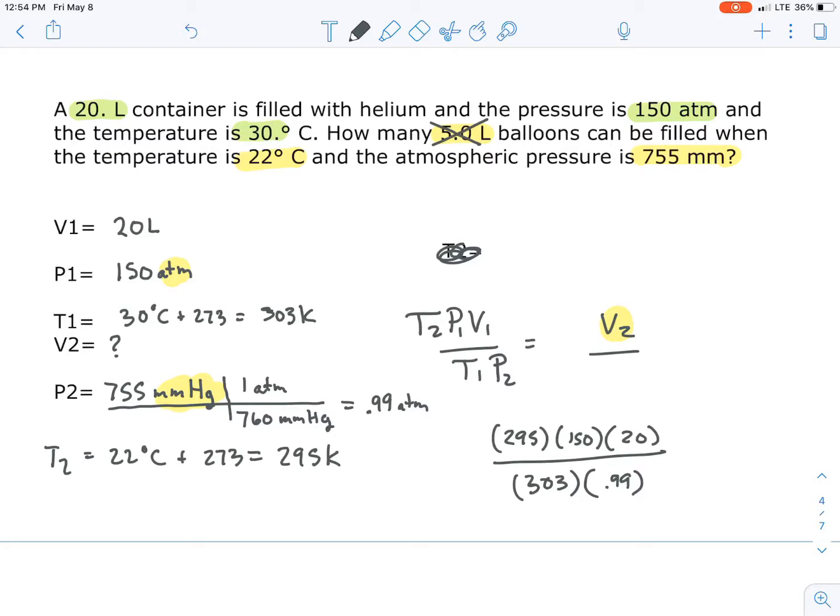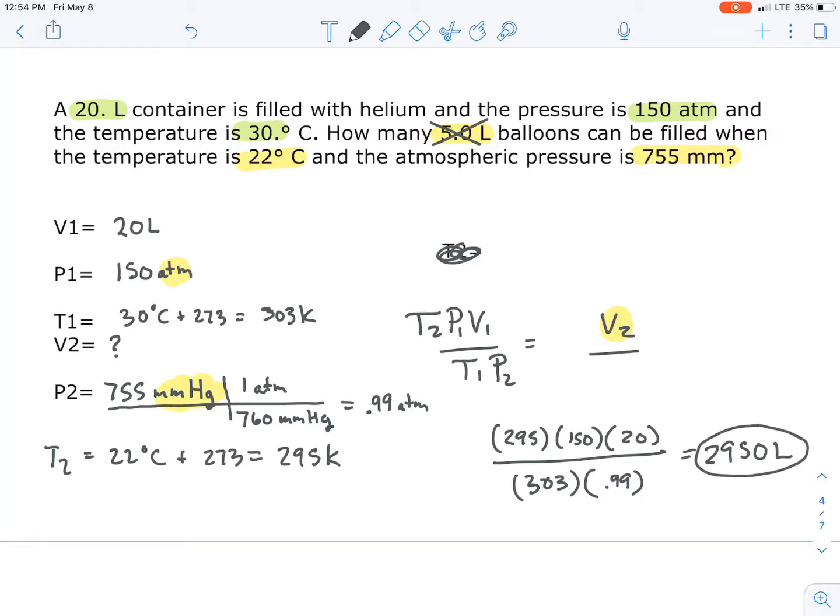So when I punch this in, I'm just going to go 295 times 150 times 20, divide by 303, and here it comes again, divide by 0.99. If you do that in your calculator, you don't have to use parentheses, you don't have to rewrite anything, it's a lot cleaner and a lot prettier, and I'm getting 2,950 liters.